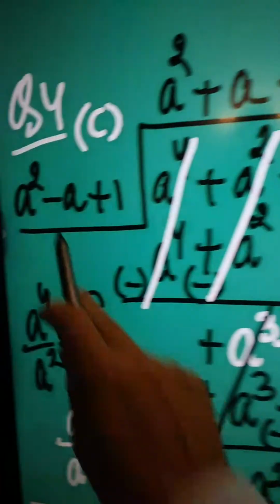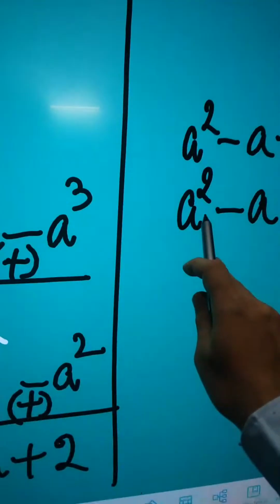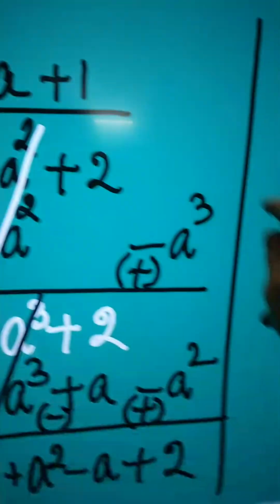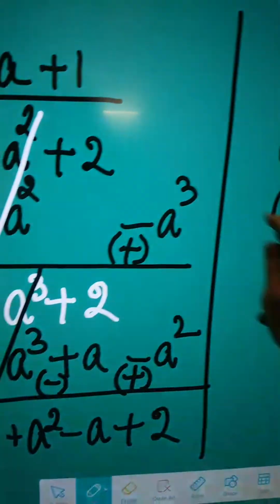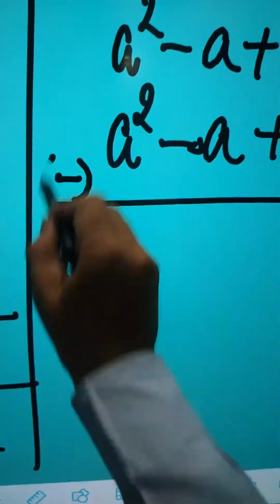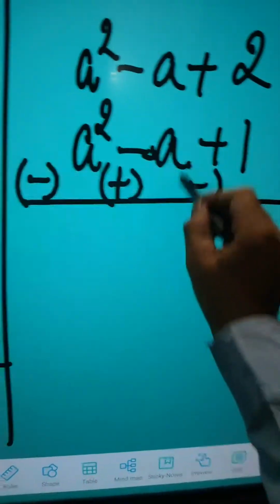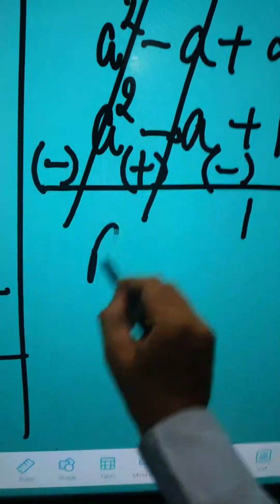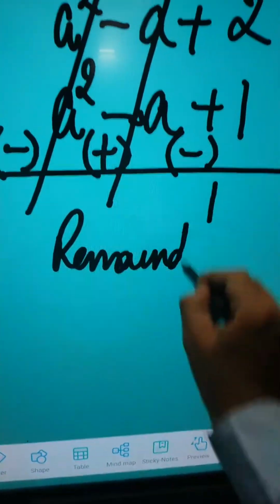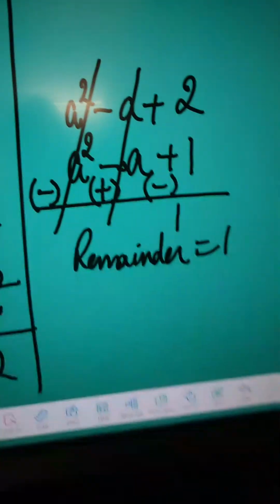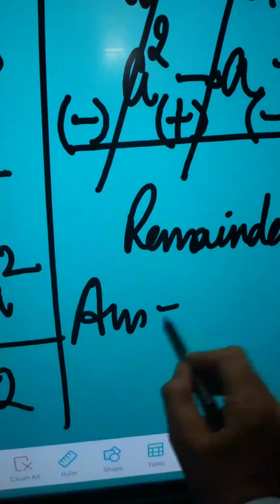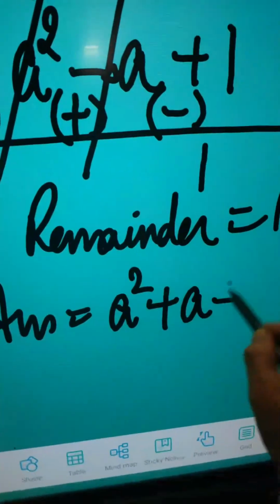And now I will divide the same thing. A² into 1 is a². 1 will multiply everything. So a² into 1 is a², minus a into 1 is minus a, 1 into 1 is 1. Now subtract. First change the sign. This will subtract. 2 minus 1 is 1. So your remainder is 1. And what is the answer? The answer is a² plus a plus 1.